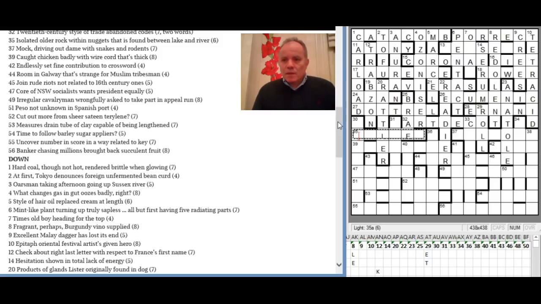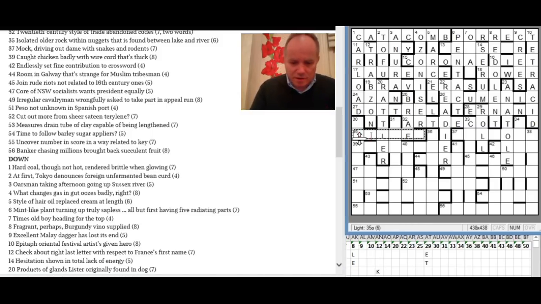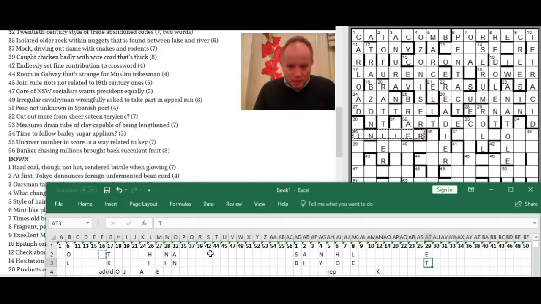35 across. Apart from 13, it's the first across we haven't done. Isolated older rock within nuggets that is found between lake and river. Okay, so we've got that is IE between lake and river, L and R. Inlier, that's some sort of older rock. Within gets, so NUG is the extra stuff in 35 across. NUG: U minus N, 21 minus 14 gives us G. And, right, yeah, and NUG, G minus U, 33 minus 21 gives us 12, which is L and K.